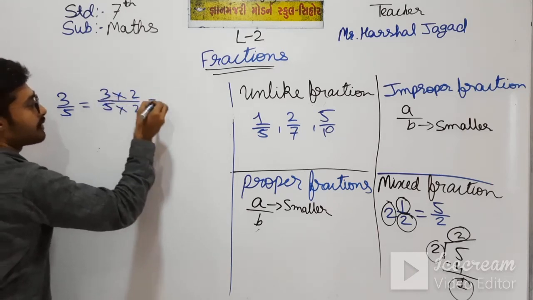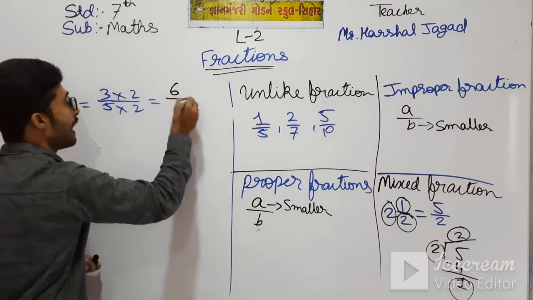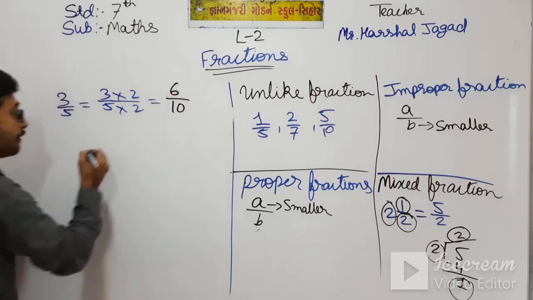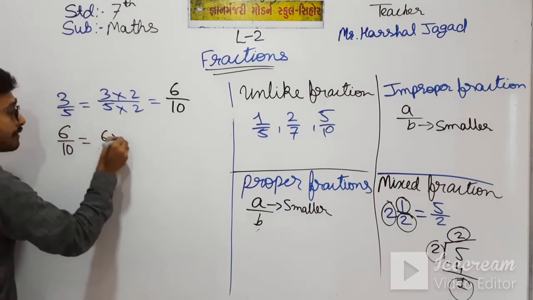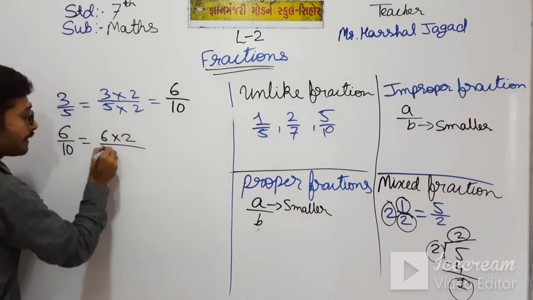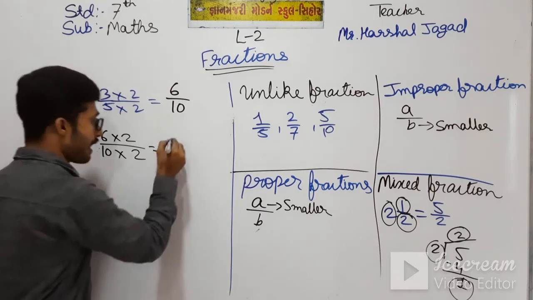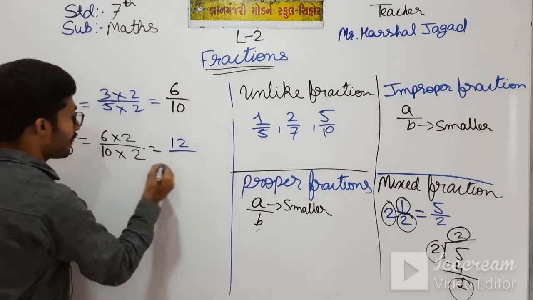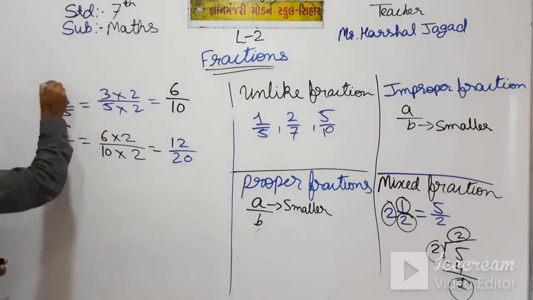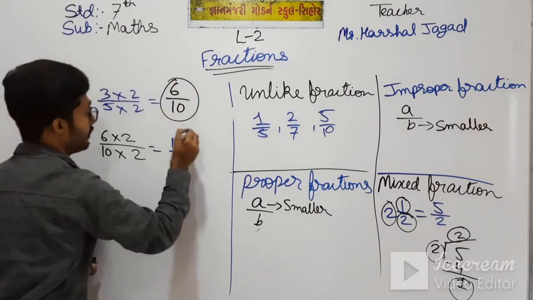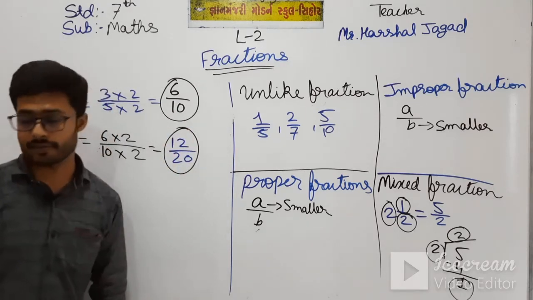So we get 3 2s are 6 and 5 2s are 10. If 6 by 10, then 6 into 2, 10 into 2. So what we get? 6 2s are 12 and 10 2s are 20. So these are the equivalent fractions. Okay students, these are the equivalent fractions.